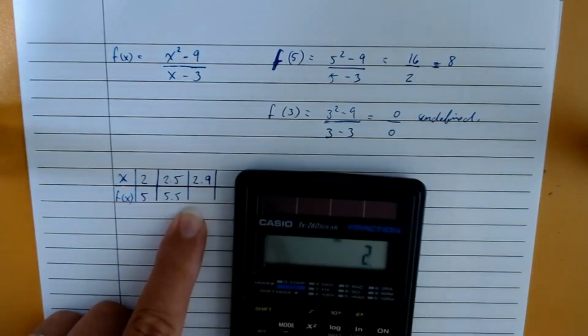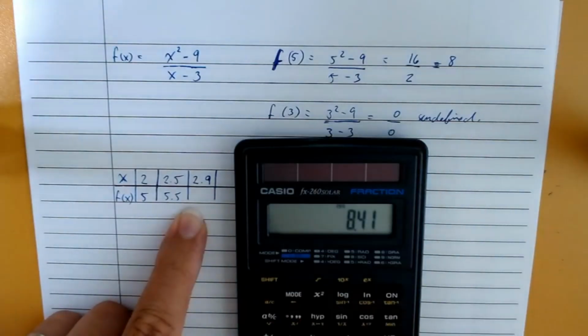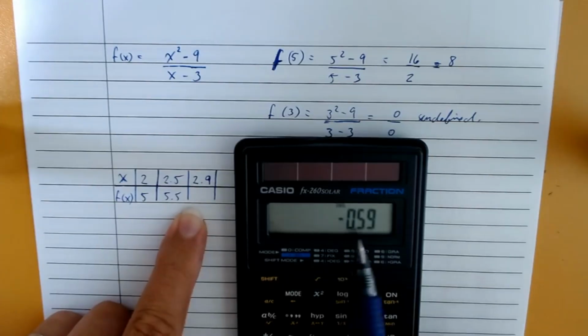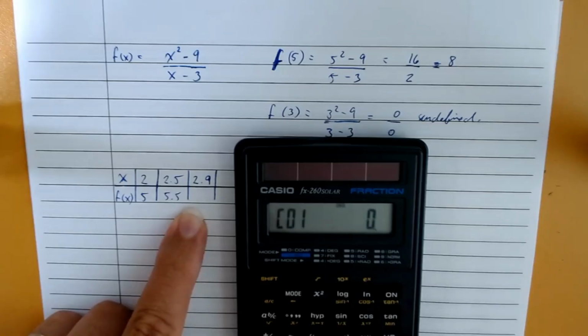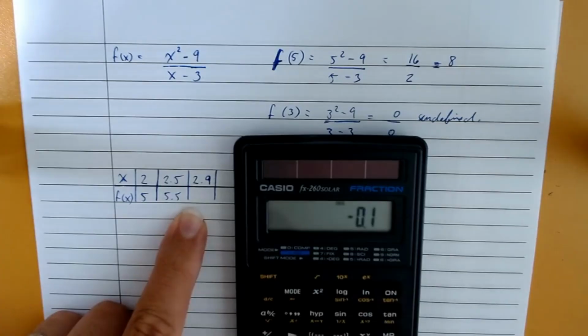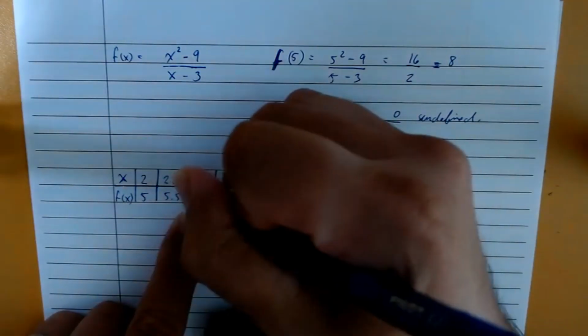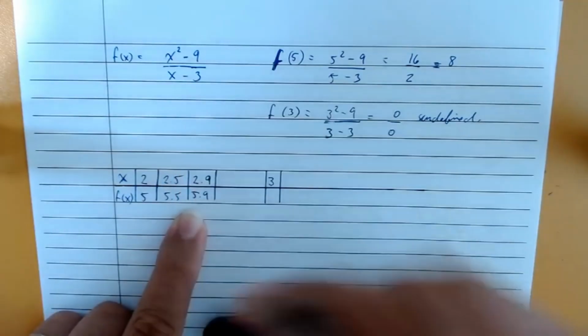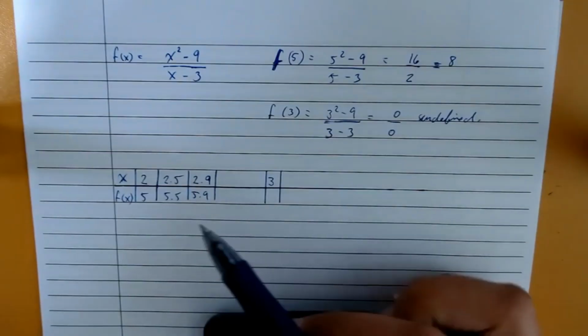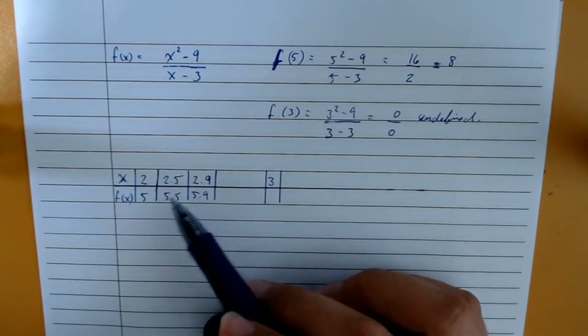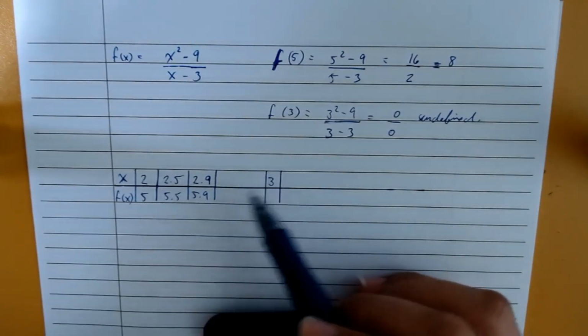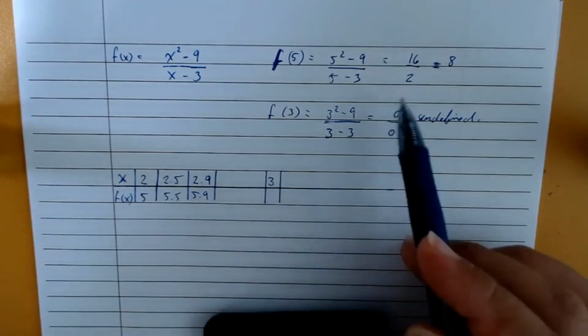Okay, well, let's see. 2.9 squared minus 9. That gives me that as my numerator, divided by 2.9 minus 3. That gives me negative 0.01 as my denominator. And when I divide, I get 4.9. Oh, sorry, 5.9. Okay, well, I'm plugging in numbers that are getting closer to the number 3, but I still haven't plugged in the number 3. In fact, I know I can't.